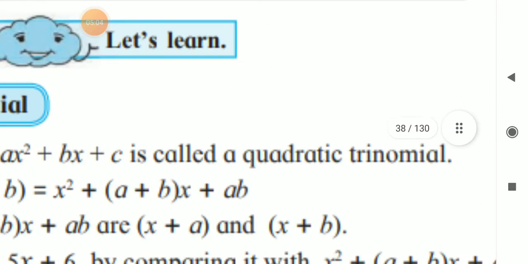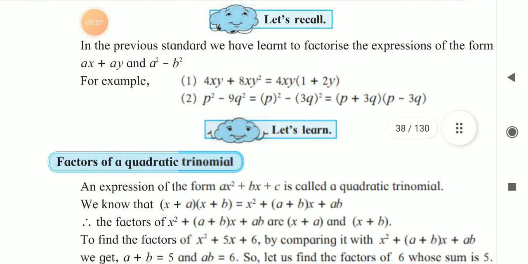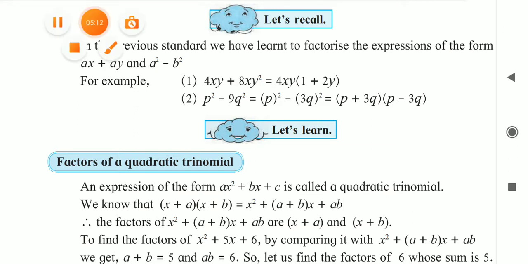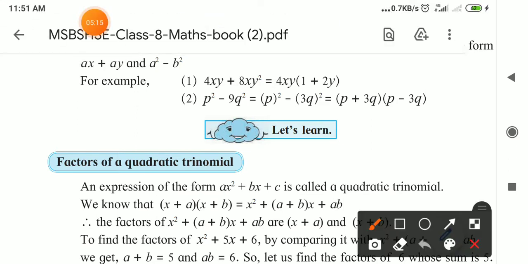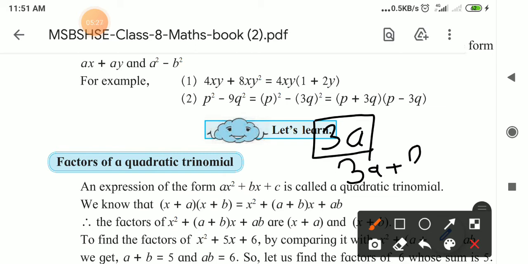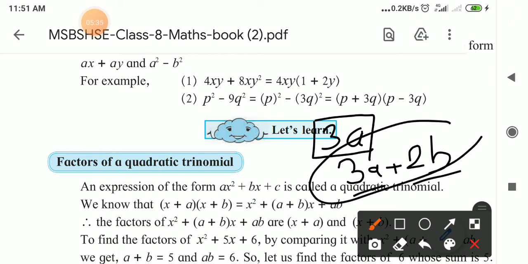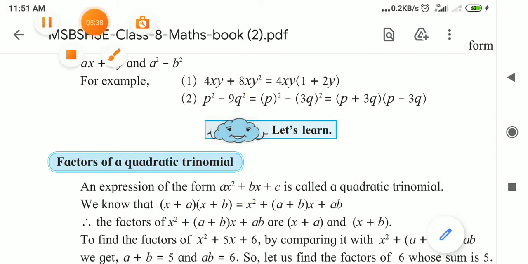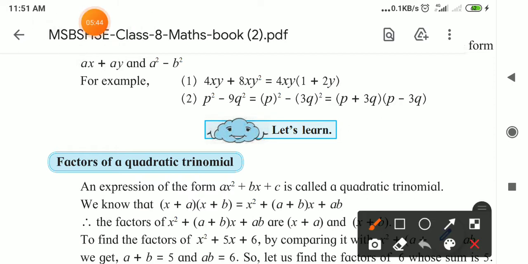Now we will see the factors of quadratic trinomials. You know that monomials, binomials, trinomials we have already seen. Suppose I write here 3A, it is a monomial. If I add 2B to it, then 2 terms are there, so it is a binomial. In this way trinomials are also there, and there are two types: one having the same variable, and one having two variables or more than two variables.